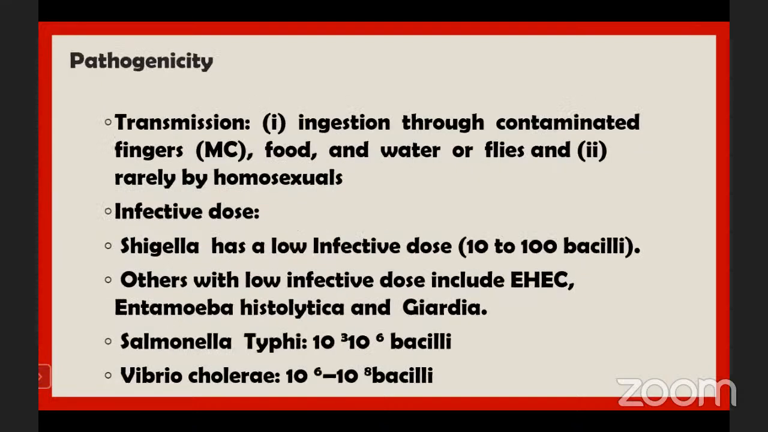Next one is the pathogenicity. Shigella is mainly transmitted through ingestion, through contaminated fingers, which is the most common, food and water or flies, and rarely by homosexual contact. Infectious dose: Shigella has a low infectious dose, 10 to 100 bacilli. Others with a low infective dose include enterohemorrhagic E. coli, Entamoeba histolytica, and Giardia. Salmonella typhi has 10^3 to 10^6 bacilli, and Vibrio cholerae has 10^6 to 10^8 bacilli.